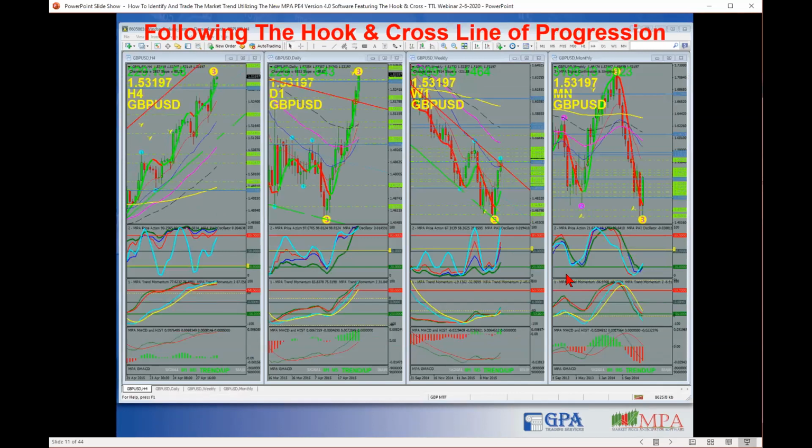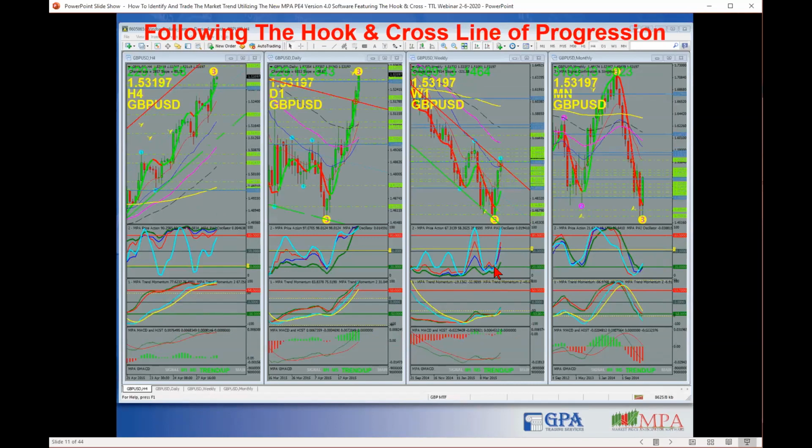One more time, we have a monthly that's oversold, weekly oversold, daily oversold, 4-hour oversold, but notice as the monthly starts to hook, you already have a hook and a cross on the weekly, and that's programmed and by design. And what does a monthly hook mean? The weekly has a hook and a cross.